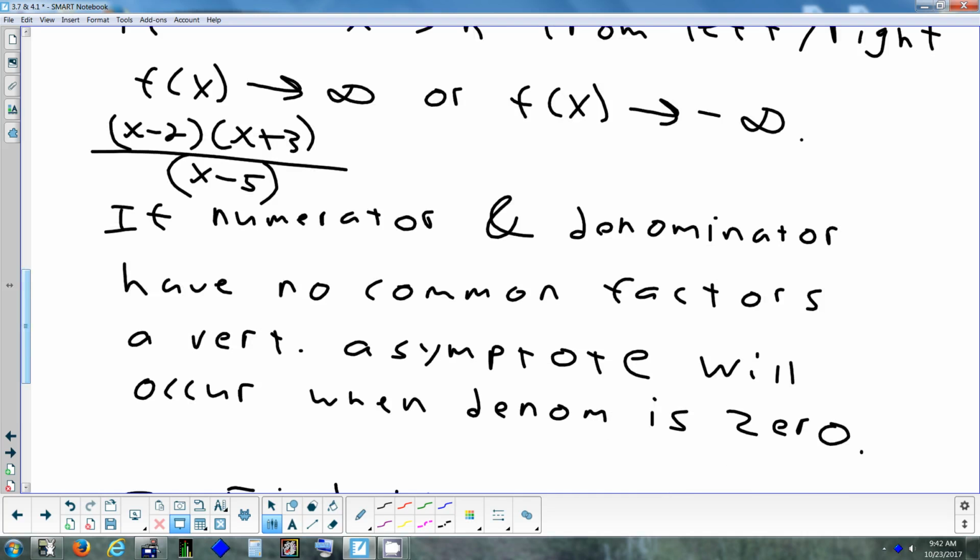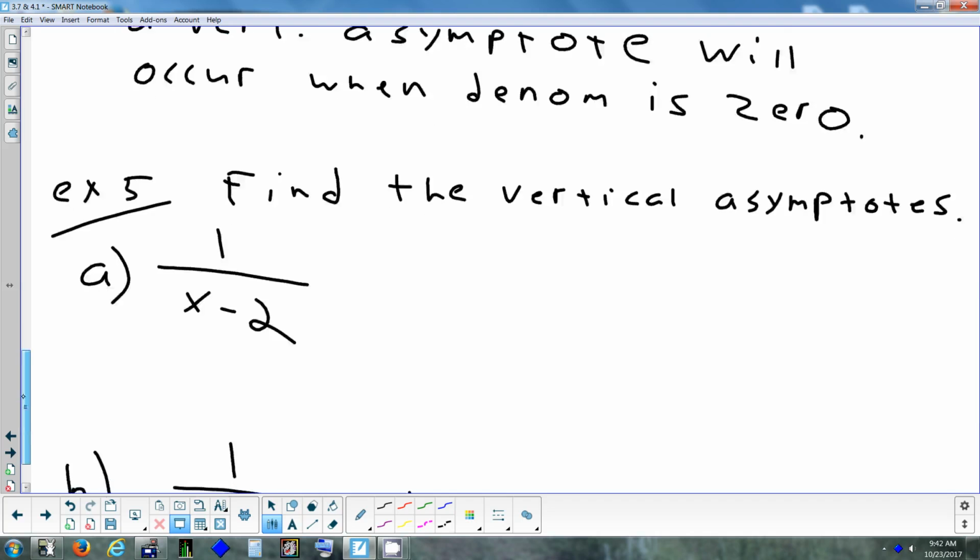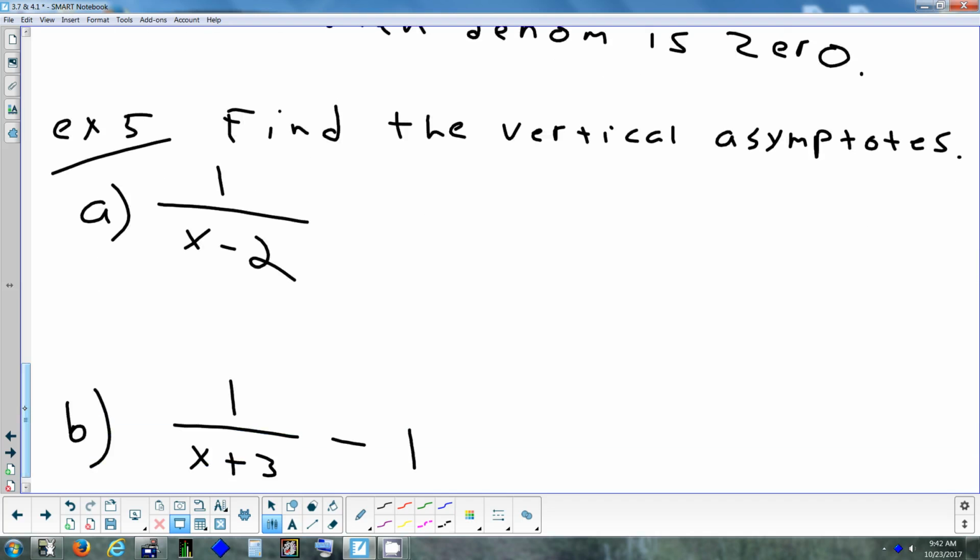So really, if you have to find the domain, that's also going to help you to find the asymptotes. Because the domain is all the values you can't use. Well, all the values you can't use are the vertical asymptotes. Okay, so let's find the vertical asymptotes here. What value would cause me to divide by 0 there? Okay, 2.